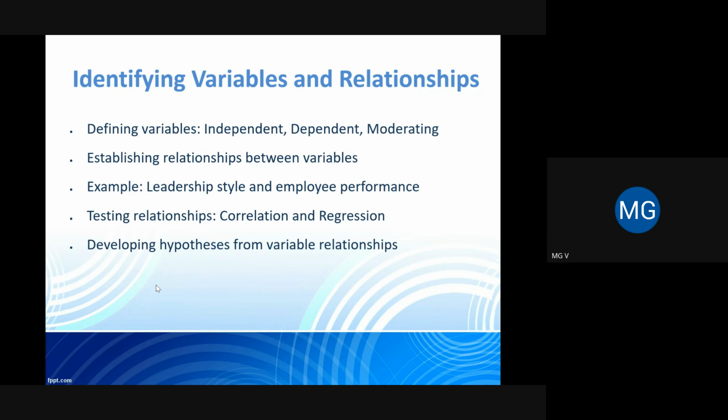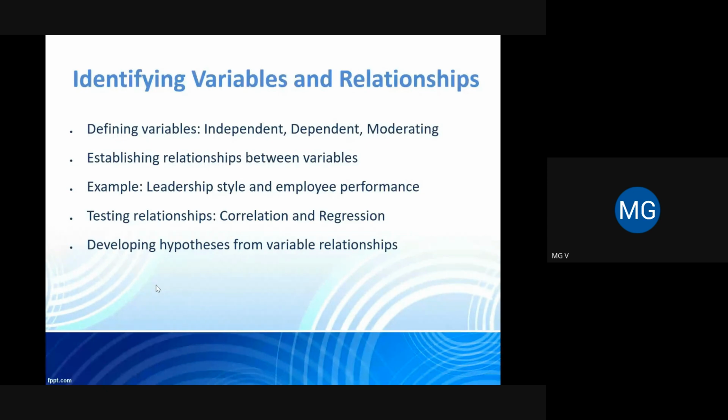For example, leadership style. Leadership style is what? DV or IV or MV? Dependent, independent, or moderating variable? Leadership style. Ma'am, it's an independent variable. Yeah, it is an independent variable, it's affecting.